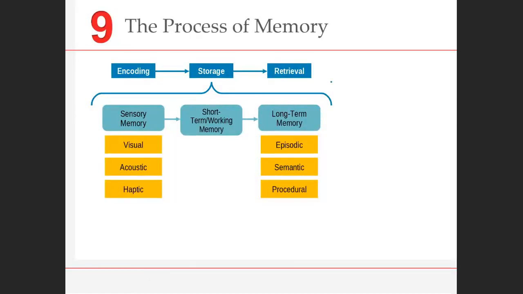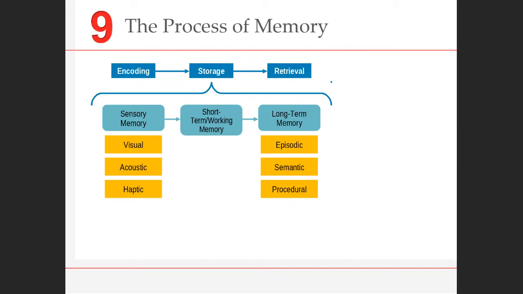Okay, so there are 3 processes in human memory. There's encoding, which is getting the memories in there, and there's storage, and then there's retrieval. For the storage process, we have memories based on all of our senses: visual memory, acoustic memory, and haptic memory, which is touch memory. And then we also have short-term, sometimes called working memory, and long-term memory, which has episodic, semantic, and procedural types.